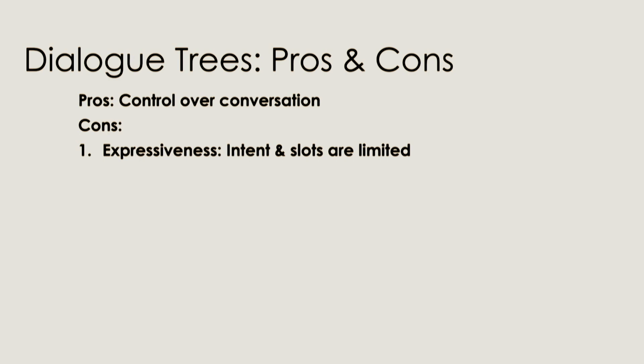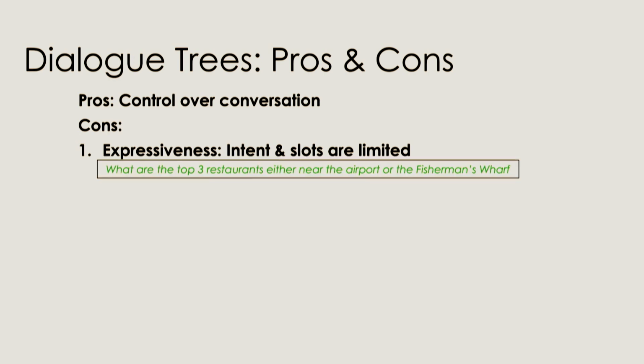As I mentioned, they rely on intents and slots, and these are very limited because you have to manually hand code each of these. So for example, if you have a question like, what are the top 3 restaurants near the airport or Fisherman's Wharf, these dialog trees will generally fail. The other reason why they are not good enough is that they are tedious to make. You have to create all these paths, and you cannot always come up with all the questions that the user might ask.